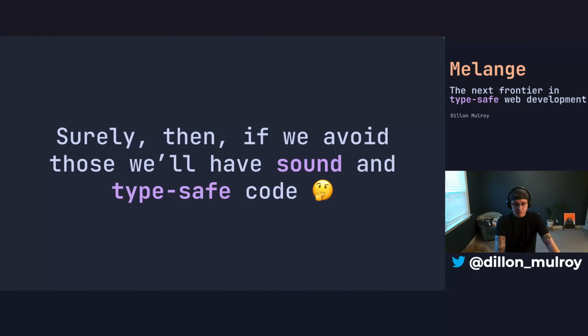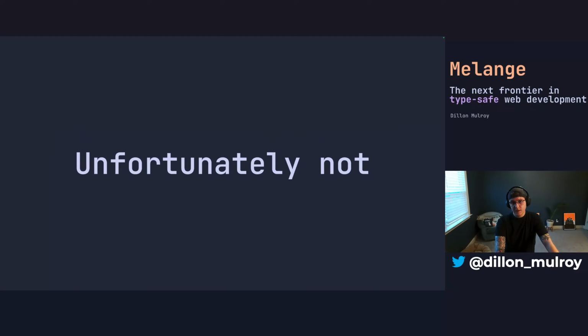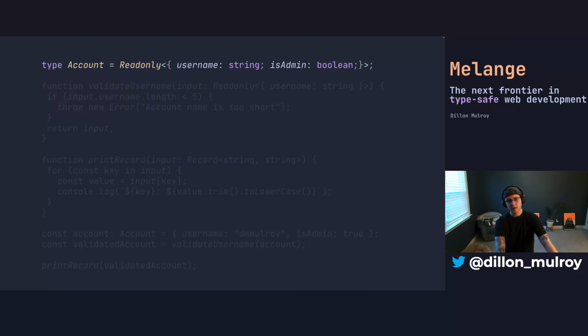Surely then, if we avoid using all these features, we'll have sound and type-safe code. Unfortunately, not. And let's take a look at an example. So here we have a pretty simple account type, right? Let's say we're just building a login form or a sign up form, and this is our account type. We have a username and an isAdmin flag.